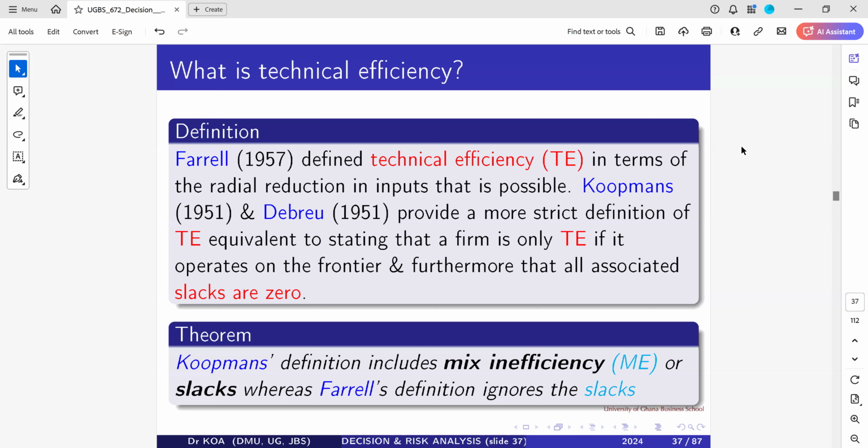Now, even if A's inputs are not both lesser, even if only one is lesser, A is still efficient and C is inefficient. Yes. Let's go to the next one.